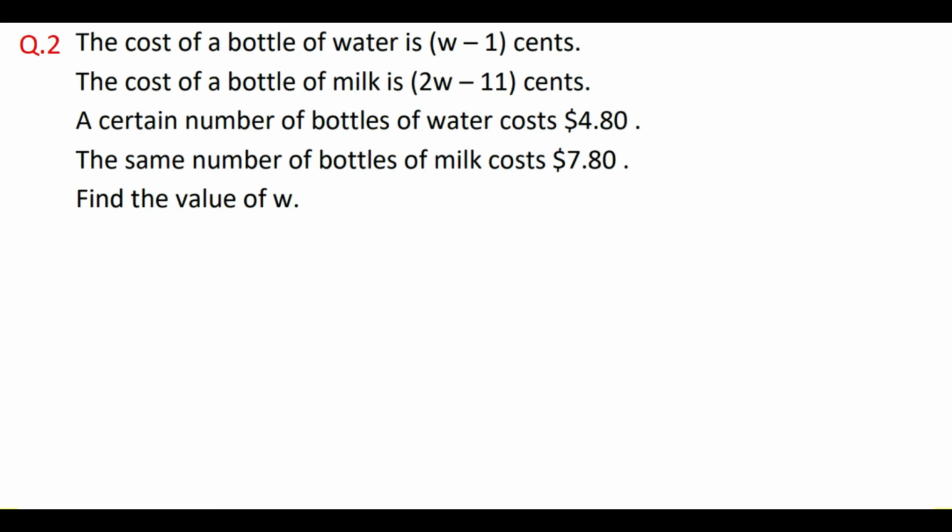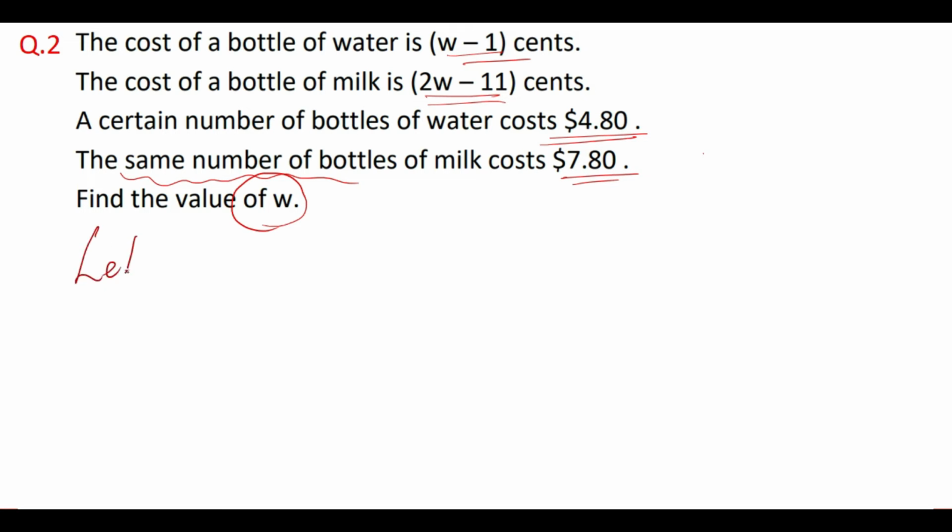Now this question is slightly tricky. The cost of a bottle of water is W minus 1 cents. The cost of a bottle of milk is 2W minus 11 cents. A certain number of bottles of water cost $4.80. The same number of bottles of milk cost $7.80. Find the value of W.